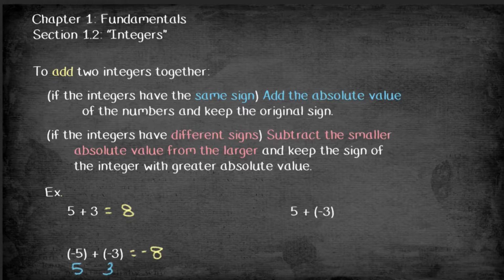Here we have two integers with different signs, and so we'll be subtracting the smaller absolute value from the larger. So again, I just want to make a quick note what the absolute values of each of these numbers are. And I know that 3 is less than 5, so I'm going to be taking 3 away from 5. That gives me 2. And we are keeping the sign of whichever integer had the greater absolute value, which in this case is 5. So the answer is positive.